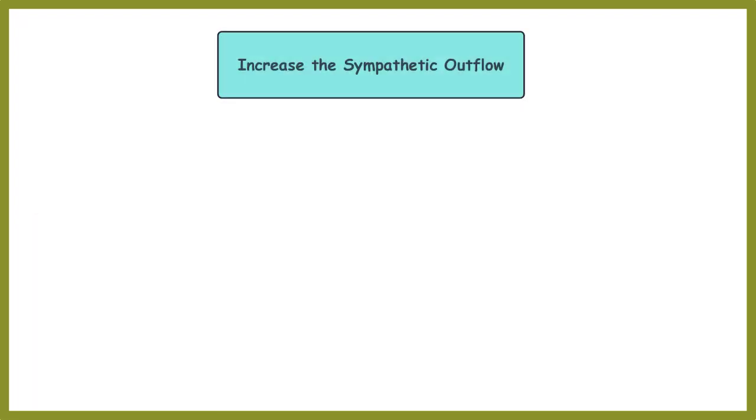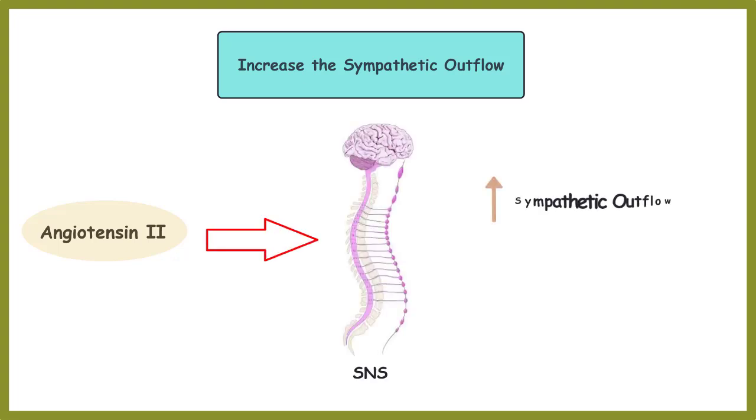Lastly is the increased sympathetic outflow. Angiotensin II boosts sympathetic activity. It acts centrally to promote sympathetic outflow and peripherally to facilitate sympathetic response on the sympathetic ganglia and adrenal medulla.